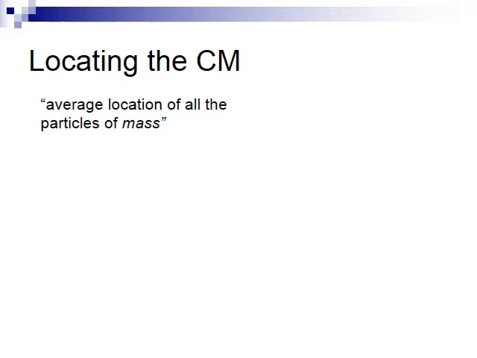Now, let's talk about the mathematical model for locating the center of mass, which is the average location of all particles of mass. The x-coordinate of the center of mass can be found by adding the horizontal distances multiplied by the masses of each mass in the system, divided by the total of all the masses.